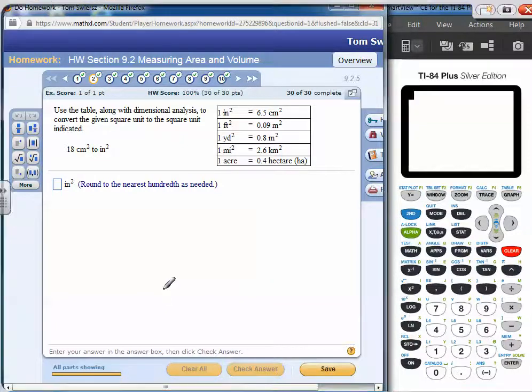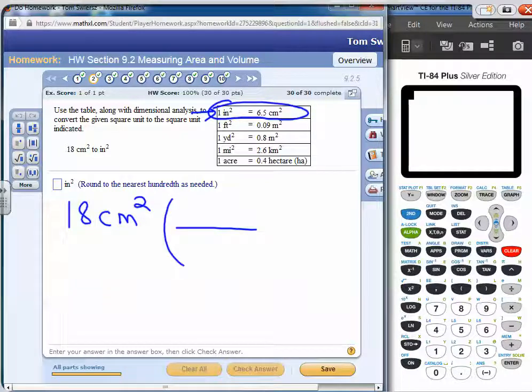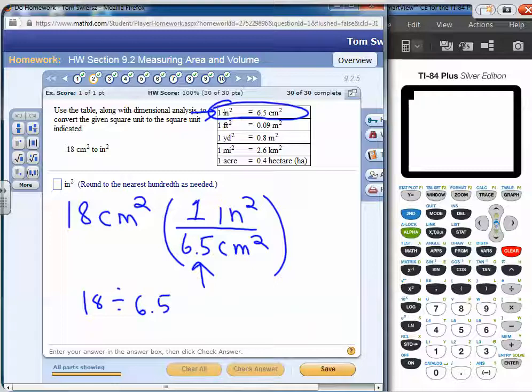So again, square centimeters to square inches, we have the conversion right here. 1 square inch equals 6.5 square centimeters. So we can write 18 square centimeters. We want our new units to be square inches, so that's in the numerator. Square centimeters is in the denominator, and what do we have? The numbers are for every 1 square inch, there are 6.5 square centimeters. So 6.5 is in the denominator, so we're going to divide 18 divided by 6.5.